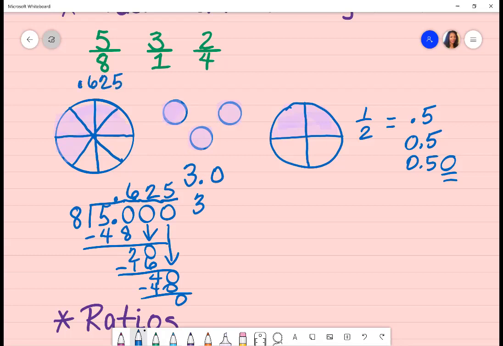0.625. 3 over 1 is simply 3. If you wanted to put the decimal again, it's 3.0. So any number over 1 is simply itself. So don't forget that rule. Any number over 1 is itself. Any number over itself is 1. Don't get those confused. All right, and then 2 over 4 is equivalent to 1/2, which is 0.5 as a decimal. So 0.5, so that I don't confuse people, let's just do that.